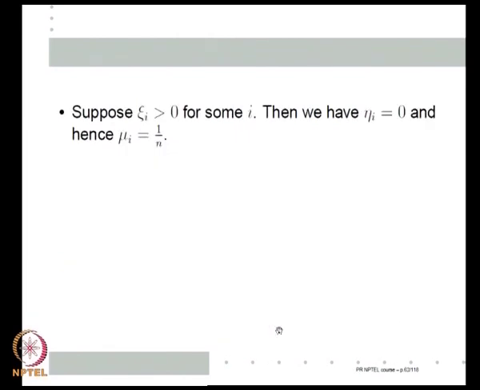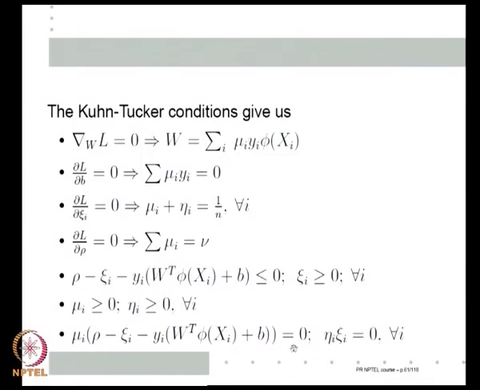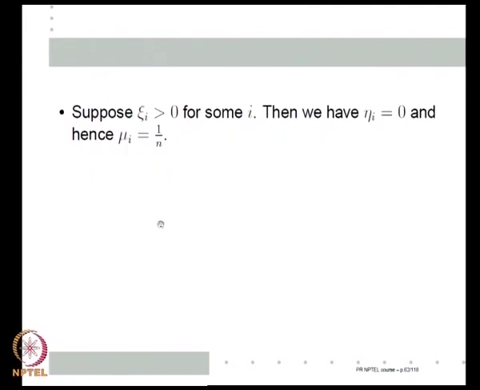Now, why is this interesting? Suppose J I greater than 0 for some I. So, if J I is greater than 0, then the corresponding eta I is equal to 0, because of the complementary slackness. Once the corresponding eta I is equal to 0, this tells me that the corresponding mu I should be equal to 1 by n. Right? And I also know that nu is equal to summation mu I. We can put all of this together.